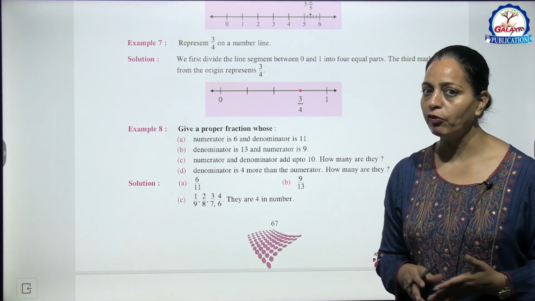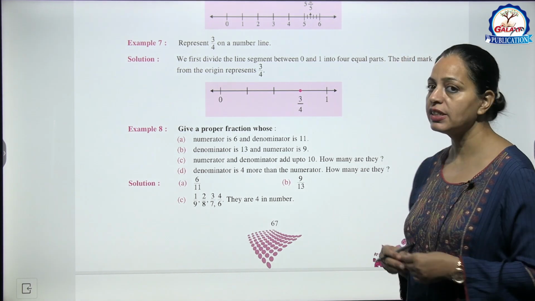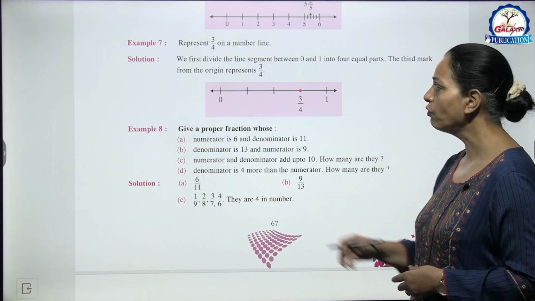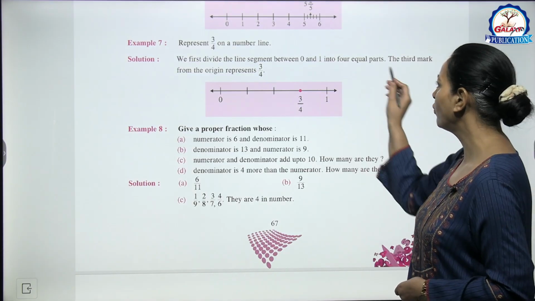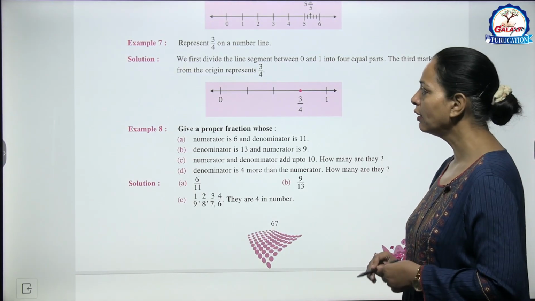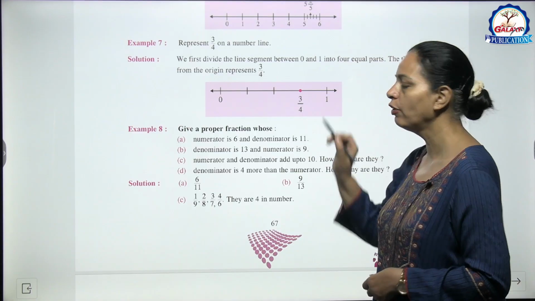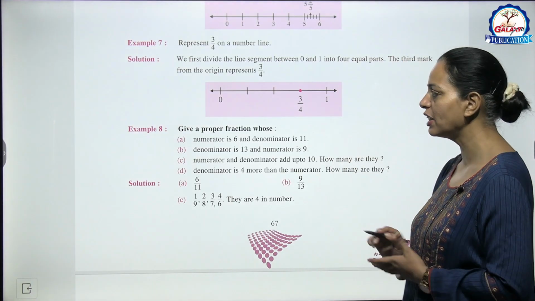So this is a proper fraction. It will lie between 0 and 1. So we first divide the line segment between 0 and 1 into 4 equal parts. Okay, and the third one will show 3 by 4, right? I hope this is clear to you.